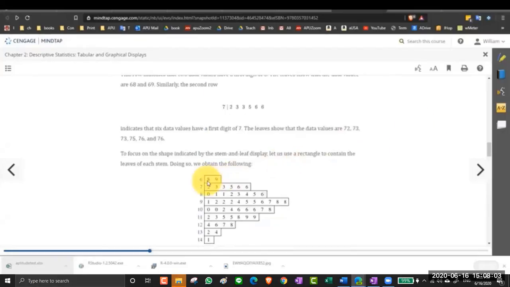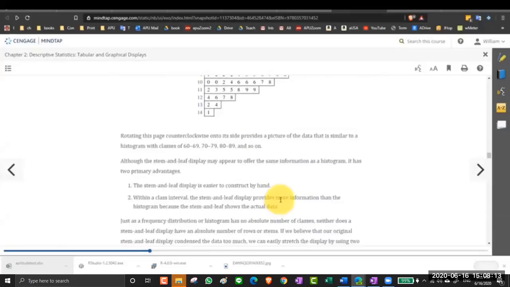They pointed out that it's kind of like a histogram on its side like this. It sort of emphasizes that fact. We don't usually put those bars there, but to emphasize the fact that it's kind of a histogram.